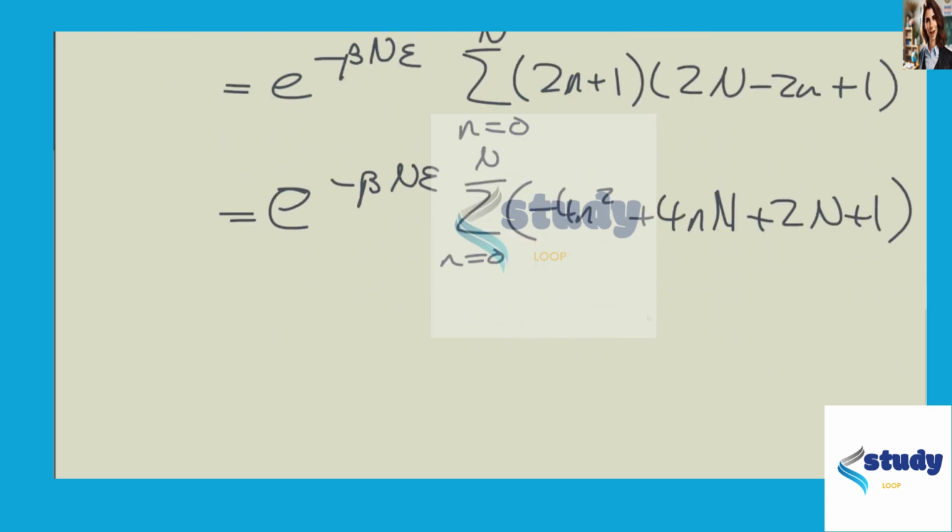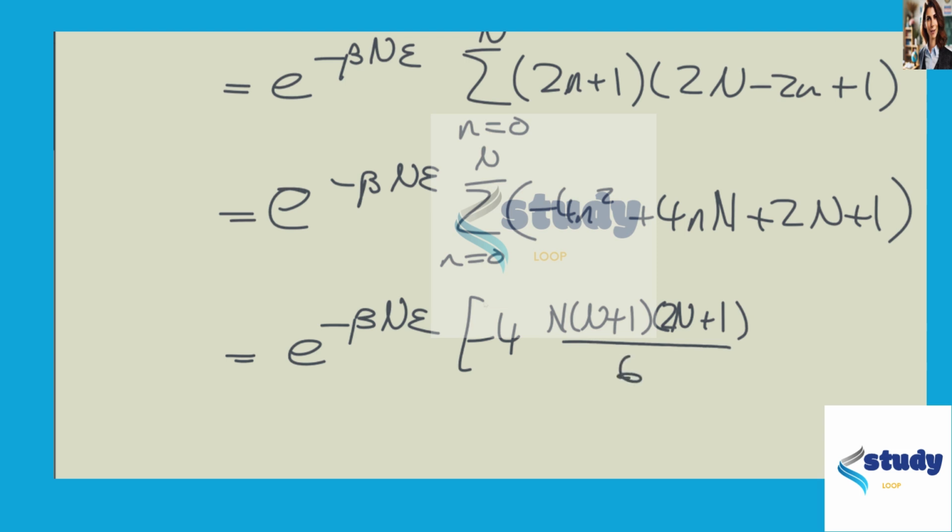So now we need to use some formulas for sums. So the sum of n squared is going to be, so minus 4 times N(N plus 1)(2N plus 1) divided by 6. Plus we've got this sum over just normal n, so the 4N, and then we're going to get an N(N plus 1) over 2. So that's just the sum over little n. And then we've got N plus 1 terms, all giving us a 2N plus 1. So we get a plus (N plus 1)(2N plus 1).